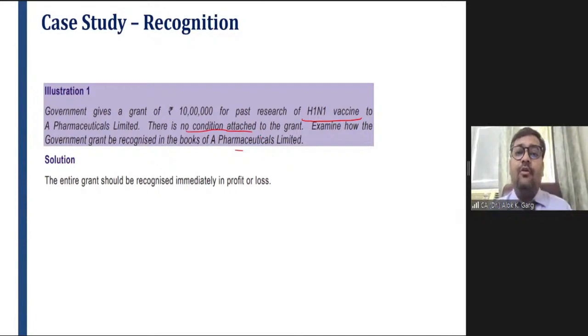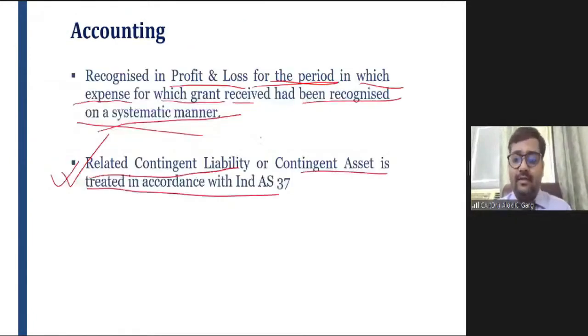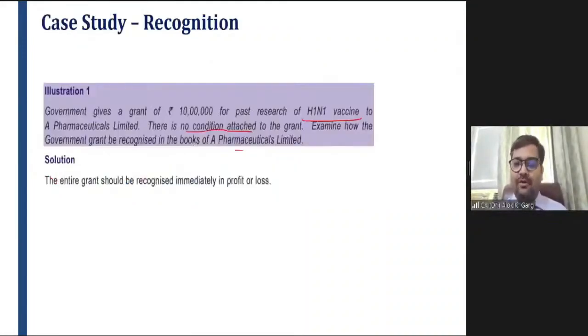So guys, government gives a grant of rupees 10 lakh. Government was very happy and they have declared that, Mr. A Pharmaceutical Limited, you have done a good job in the past for this H1N1 vaccine. So this is a vaccine for some influenza probably. Government is giving 10 lakh rupees to the company. No further condition will need to be complied. So of course, nothing has to be shown as a contingent liability. And of course, if there is no condition, the entire money has to be recognized in P&L immediately. No deferment, no straight lining, nothing.